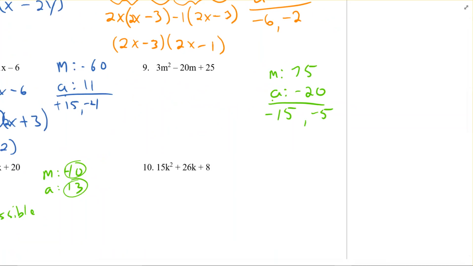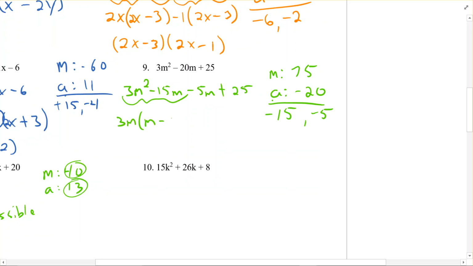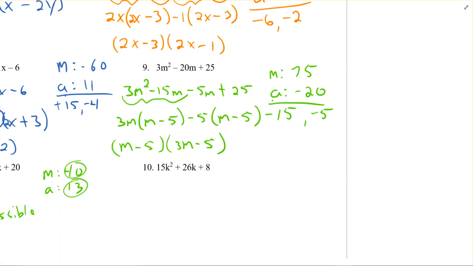Number 9. Okay, so I got 15 and 5 for my numbers there. Let's rewrite this as 3m squared minus 15m minus 5m plus 25. Looking at just this part, we can factor out a 3m, and we've got m minus 5 left. I'm going to factor out the negative 5 out of this part, so negative 5. Start my bracket, I've got m. Now this symbol switches because I factored out the negative, so negative 5. So my factors are m minus 5 and 3m minus 5. All right, 15.